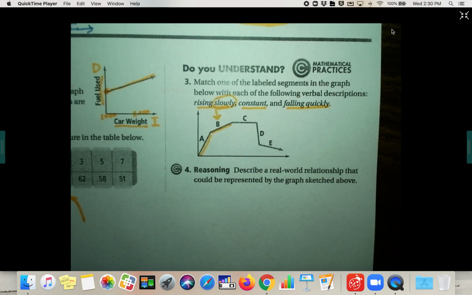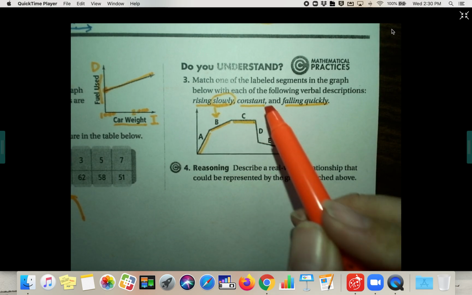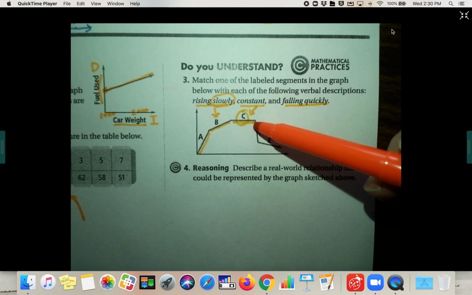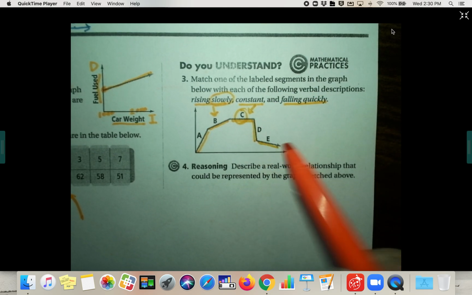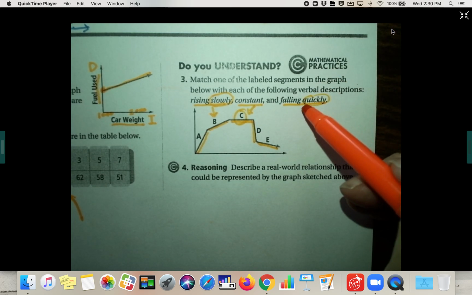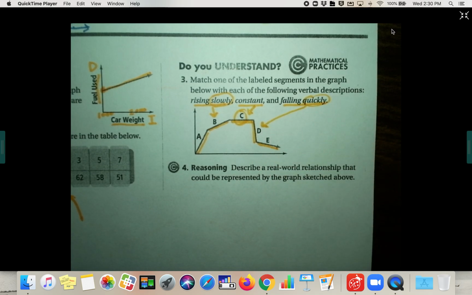Constant means it's not changing. It's staying the same over time. So I would say this would be our constant because it is flattened out. And falling quickly. So D falls, but so does E. And which of them is falling more sharply, more quickly? I would say that the quicker one is definitely the D, because E is still falling, but not quite as fast.